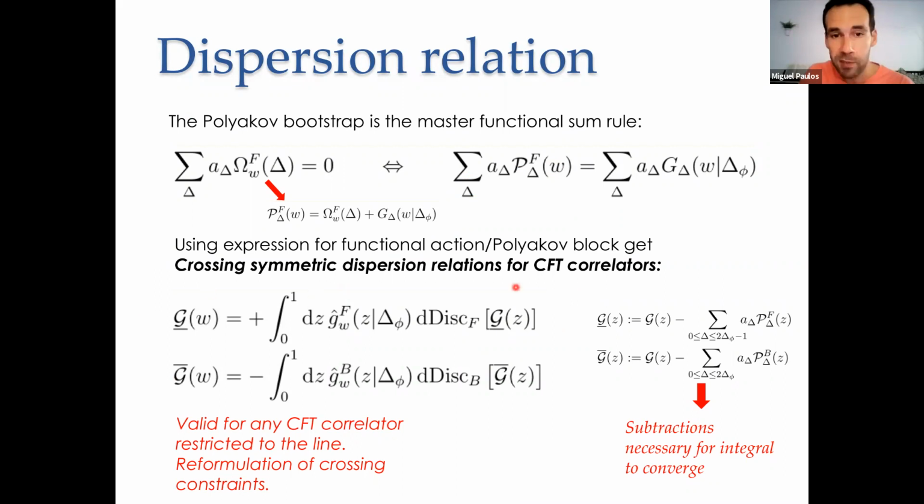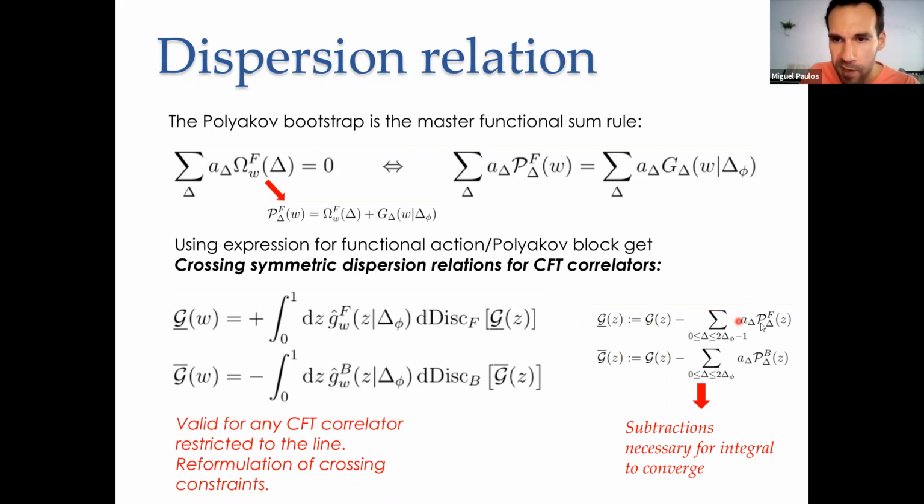Okay, these equations you can think of as dispersion relations for CFT correlators on the line. They involve these kernels that depend on the master function. There are two dispersion relations because we have this fermionic and bosonic basis. So this is the double discontinuity, the bosonic one, and for the fermionic one you just flip a sign. And the dispersion relation holds for subtracted correlators. And here's the definition of the subtracted correlators.